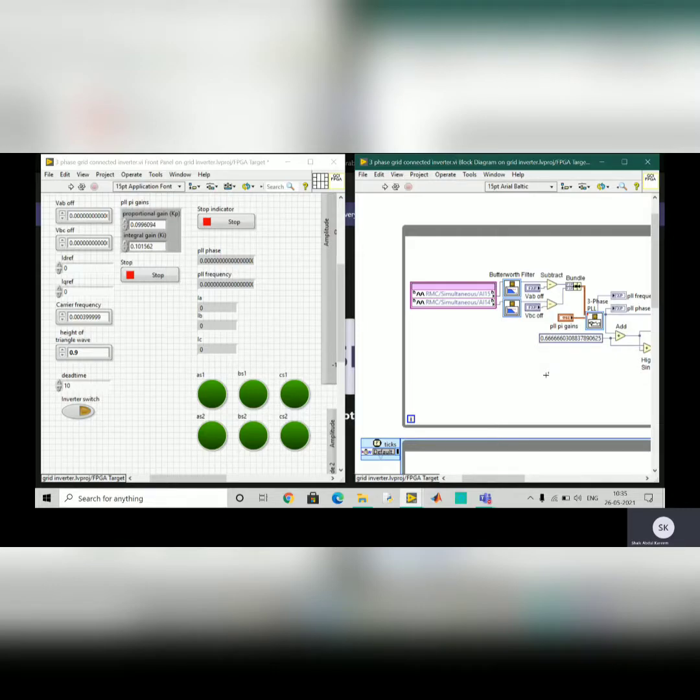Now we are going to see the practical implementation of giving the pulses to the inverter using the LabVIEW GUI. So LabVIEW consists of 2 different panels. One is the front panel and the other is the block diagram. So in this block diagram, we are going to see the logic of pulse generation.